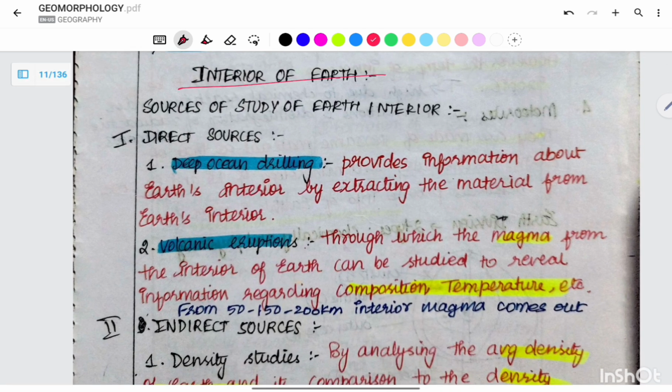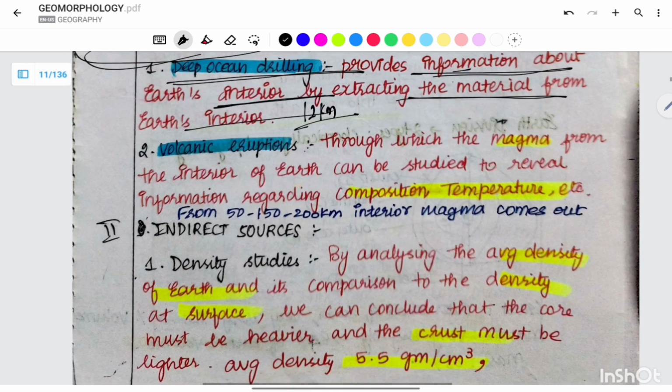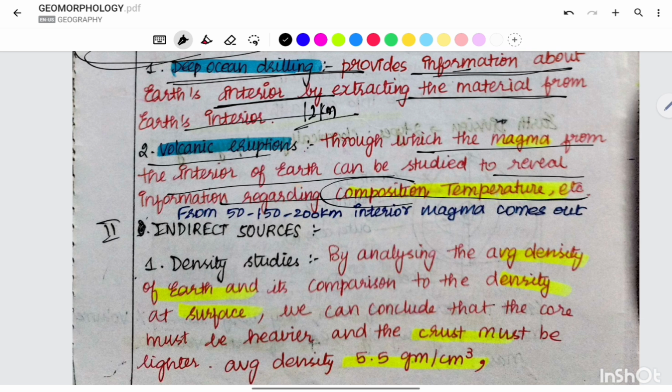Interior of the Earth. Now, this is the answer. The sources of study of the interior of the Earth are direct sources, such as deep ocean drilling, which provides information about the interior by extracting material from the Earth's interior. We have drilled up to 12 kilometers. Volcanic eruptions: magma from the interior of the Earth can be studied to reveal the composition, temperature, etc. At 50, 150 or 200 kilometers interior, magma comes out. The magma comes out from the asthenosphere.